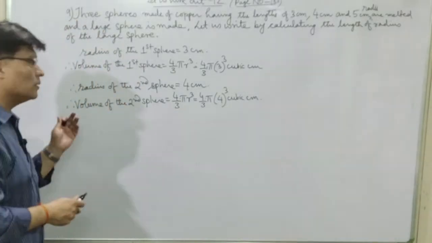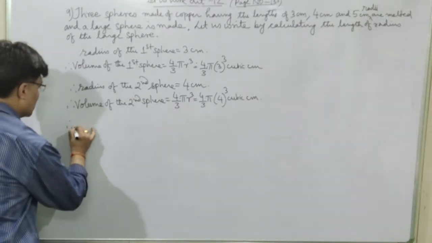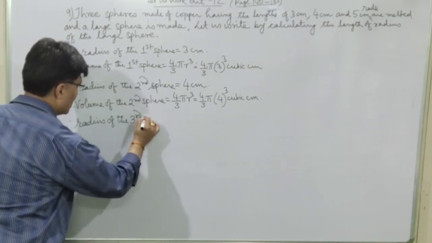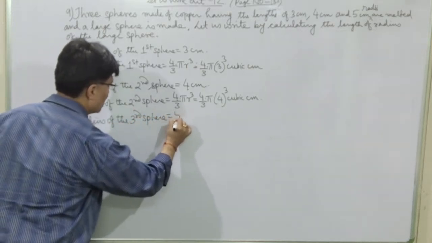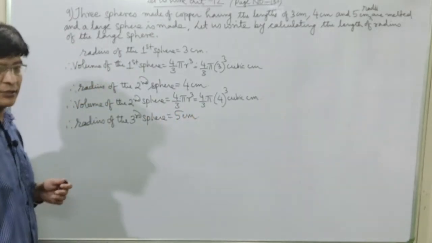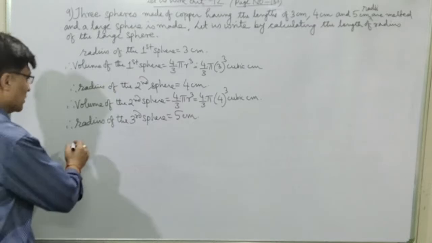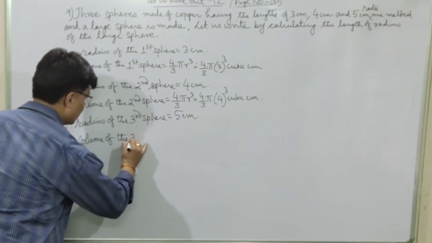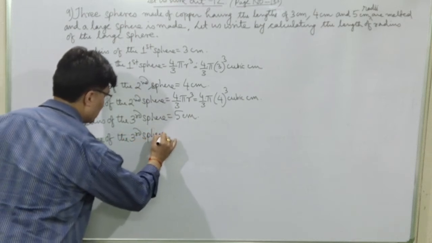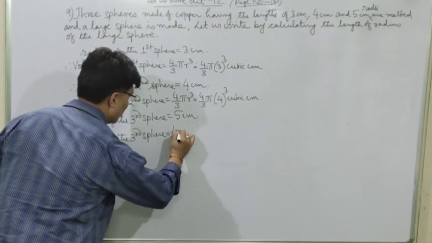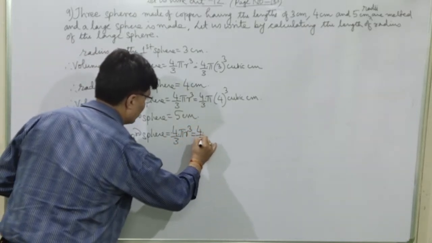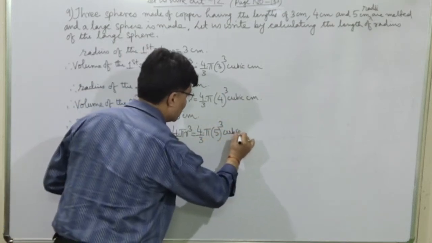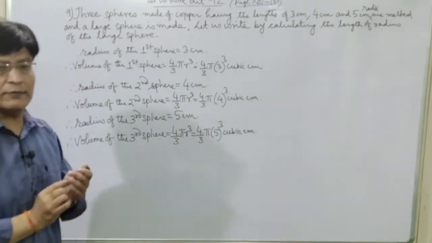So next, let us write down the radius of the third sphere. So radius of the third sphere is equal to, how much is that? This is your 5 cm. Here also you can find out the volume of the third sphere. Therefore, volume of the third sphere. This is also the formula, 4/3 pi r cube, which is equal to 4/3 pi. What is r whole cube? That is your 5 whole cube cubic centimeter. So I think you have understood it.